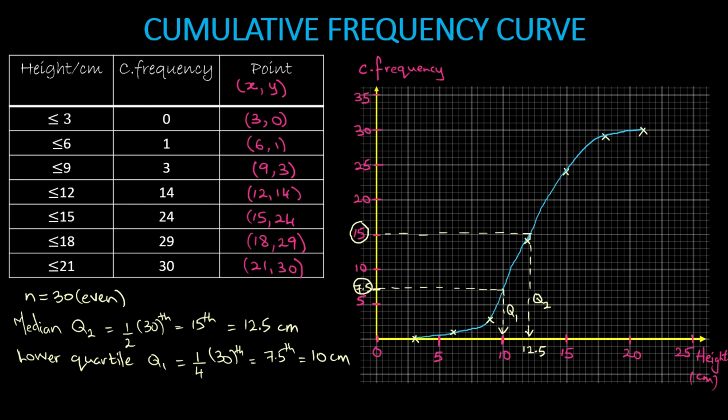Right? Now what about the upper quartile? The upper quartile, denoted by Q3, is 75% of the distribution, meaning 3/4 of the total. This gives 22.5.